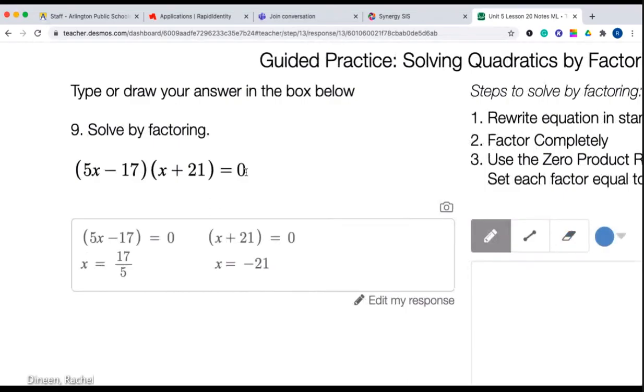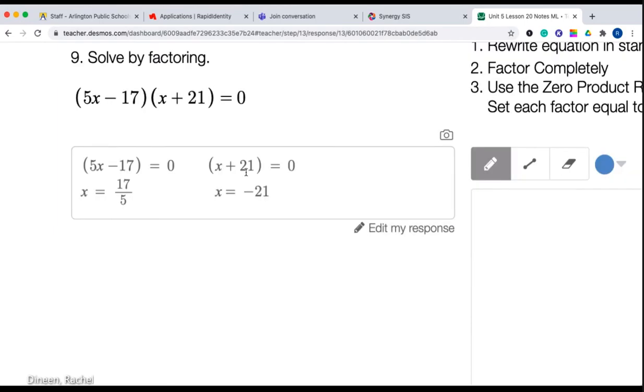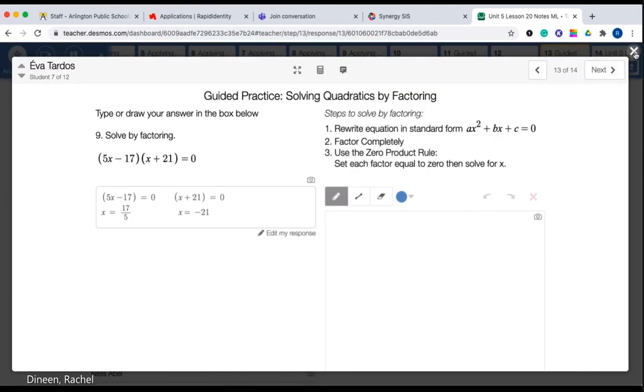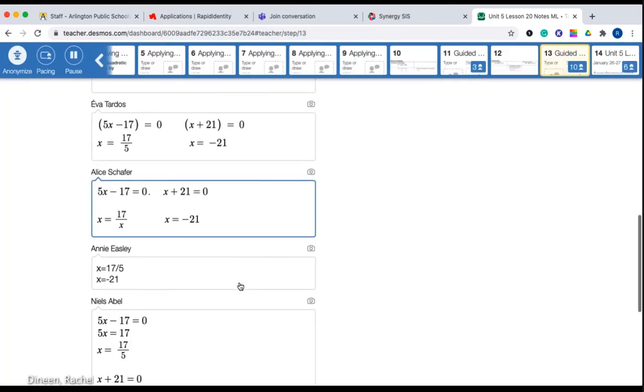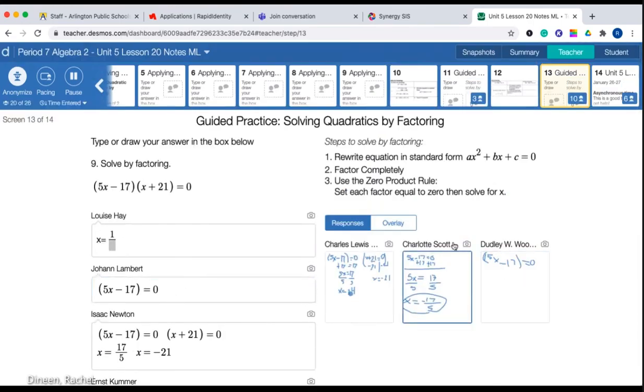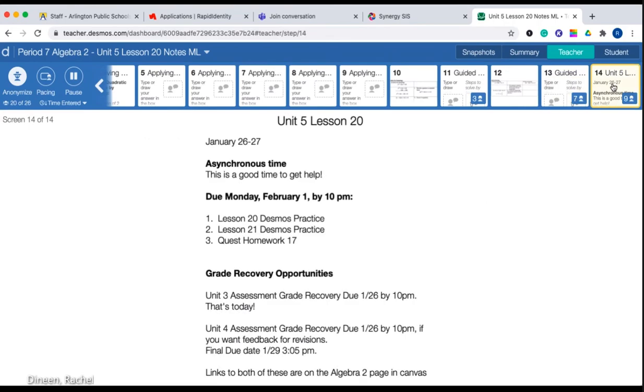Are there any questions on how to solve by factoring? All right, looks like most everyone has their answers. Great job. Let's move on to slide 14. You can always go back and finish that slide if you haven't already.